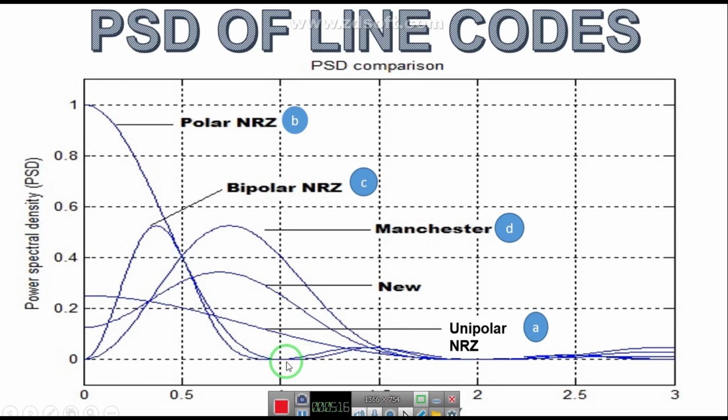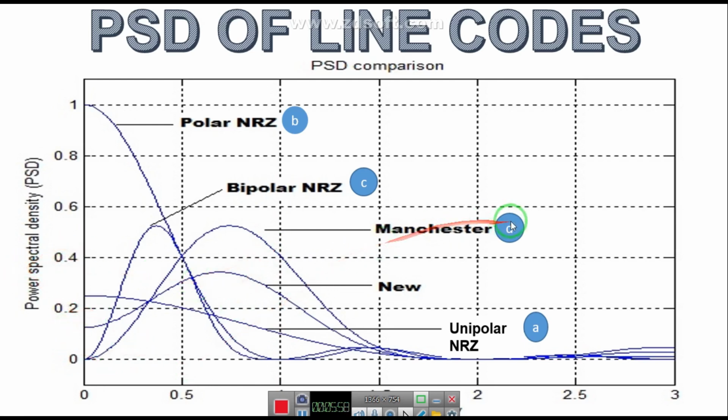Now the next curve is called curve C. It is bipolar NRZ. It shows you the normalized power spectrum for this bipolar NRZ, which we also call AMI, that is alternate mark inversion. So it can be seen that all the power lies inside the bandwidth equal to 1 by T. However, the spectral content of this NRZ bipolar format is relatively very small around zero frequency.